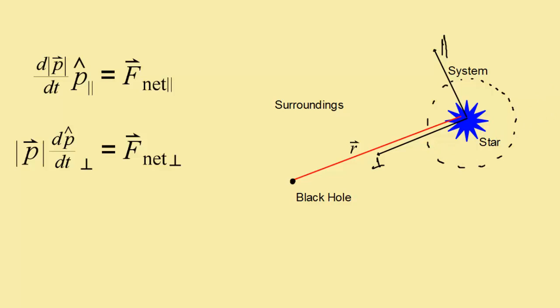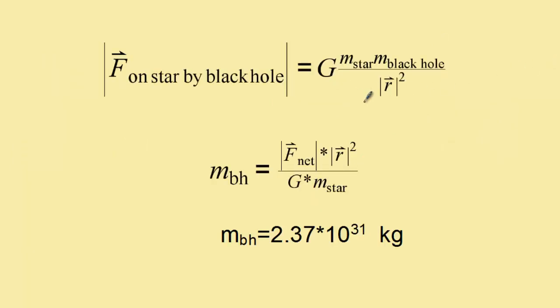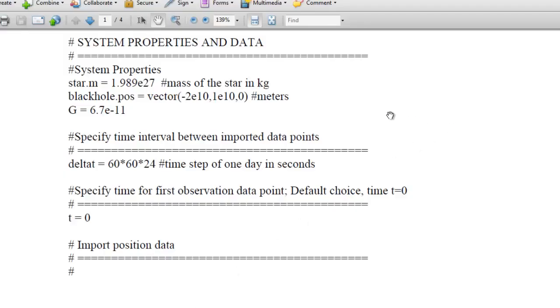Now, before I show you the program, I also want to explain how I calculated the mass. I used the force on the star by the black hole expressed with Newton's universal law of gravitation, where G, the gravitational constant, is multiplied by the mass of the star and the mass of the black hole, and divided by the magnitude of the radius squared between those two. Rearranging this formula, I determined the mass of the black hole to be 2.37 times 10 to the 31st kilograms. And I'd like to show you the code that was involved here.